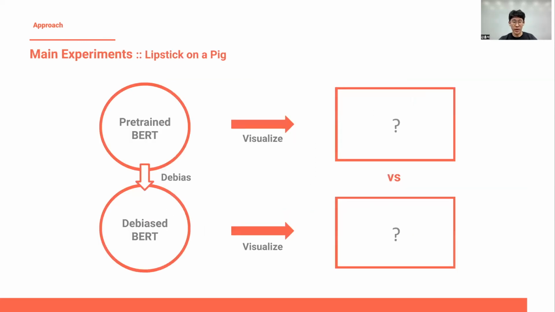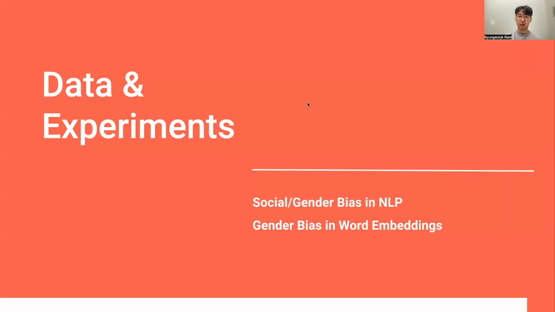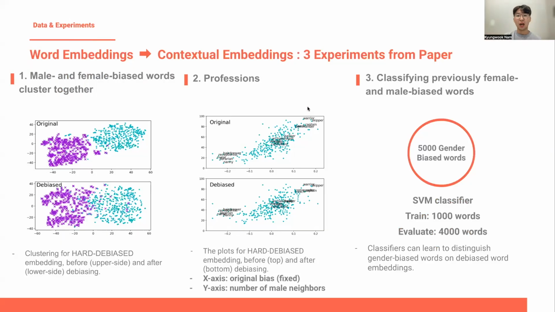Based on the works I mentioned, we conduct the experiments we've seen in the Lipstick on a Pig. With the result of experiments, we will analyze them to answer our research questions. Data and experiments. To resolve our research questions, 3 experiments in the Lipstick on a Pig paper were conducted on the contextualized embedding level. I'd like to briefly recap all those experiments.